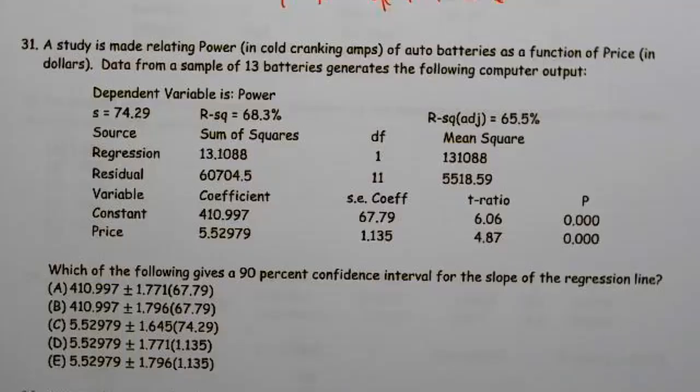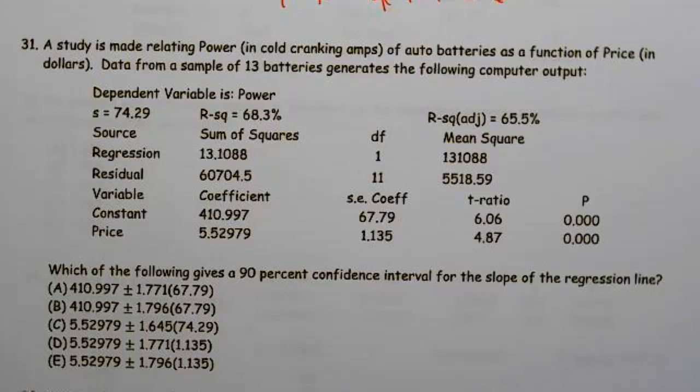All right, so we're looking at page number 31. Studies made relating power of auto batteries as a function of price. Data from the sample of 13 batteries generates the following computer output. Which of the following gives a 90% confidence interval for the slope of the regression line?